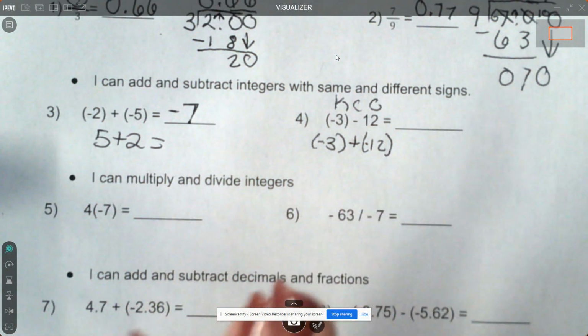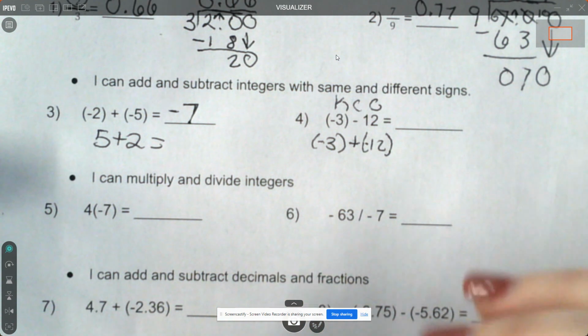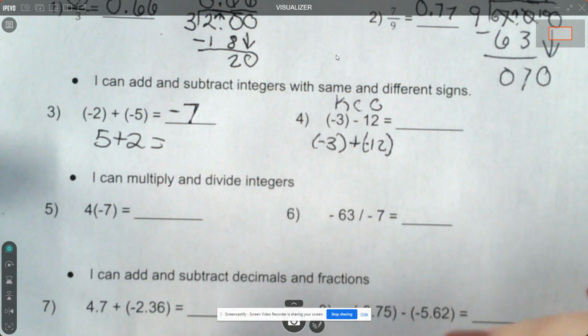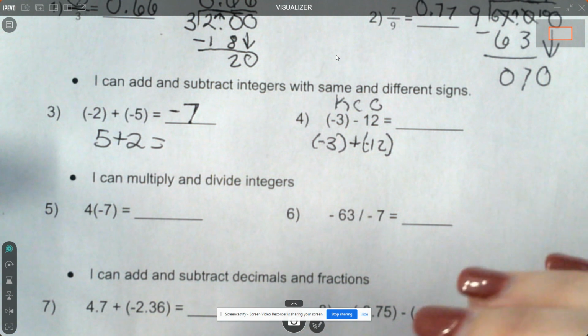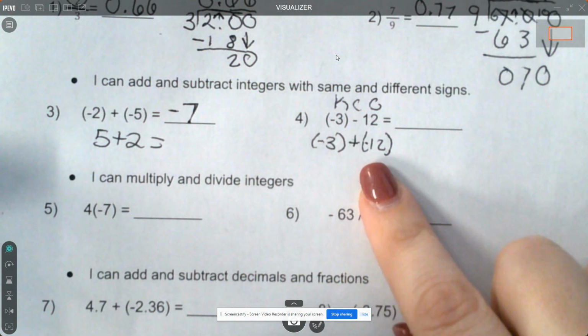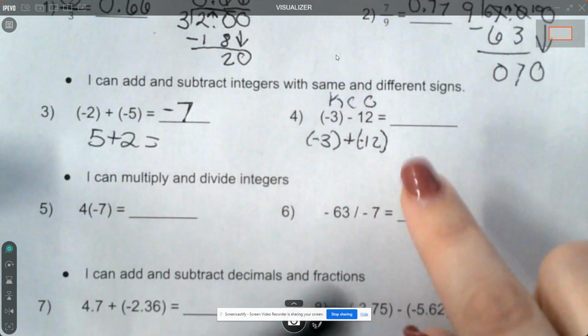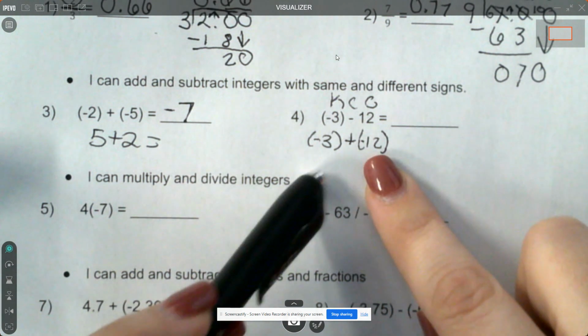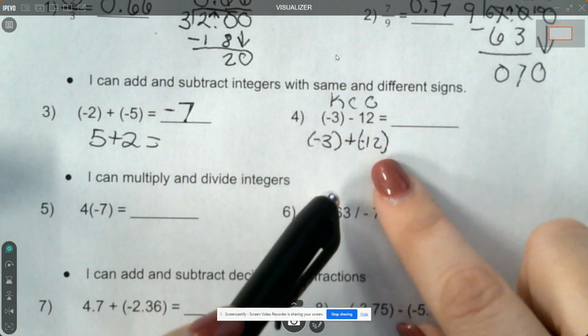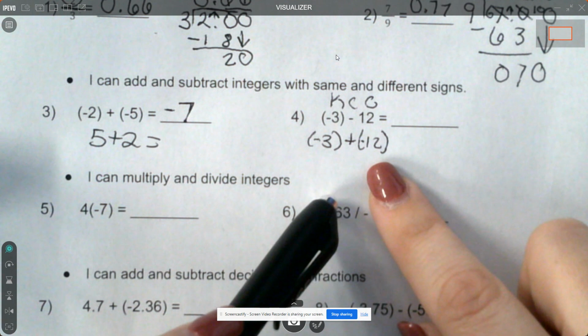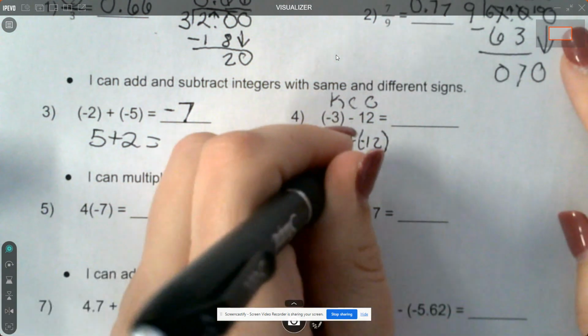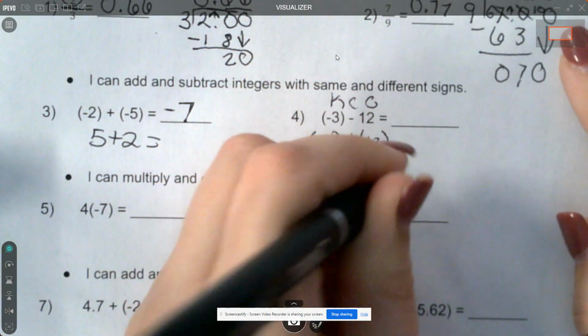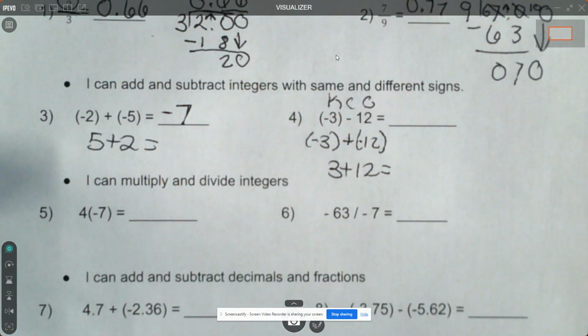I go back to my questions. Are they the same sign or different signs, Travis? Are they the same sign or different signs? They're the same. They're both negative. So if they're the same sign, do I add or subtract, Willow? If same sign, you add. And 3 plus 12 is what, Landon?